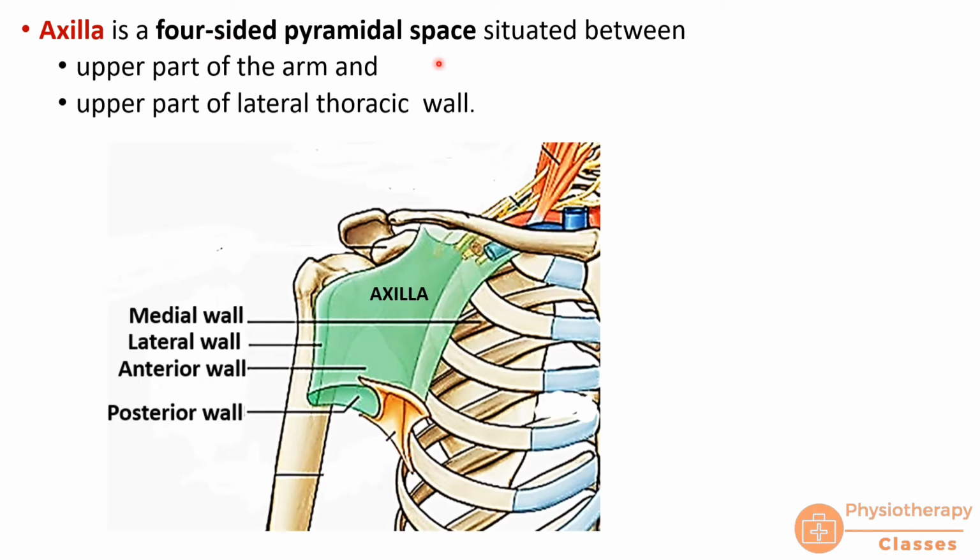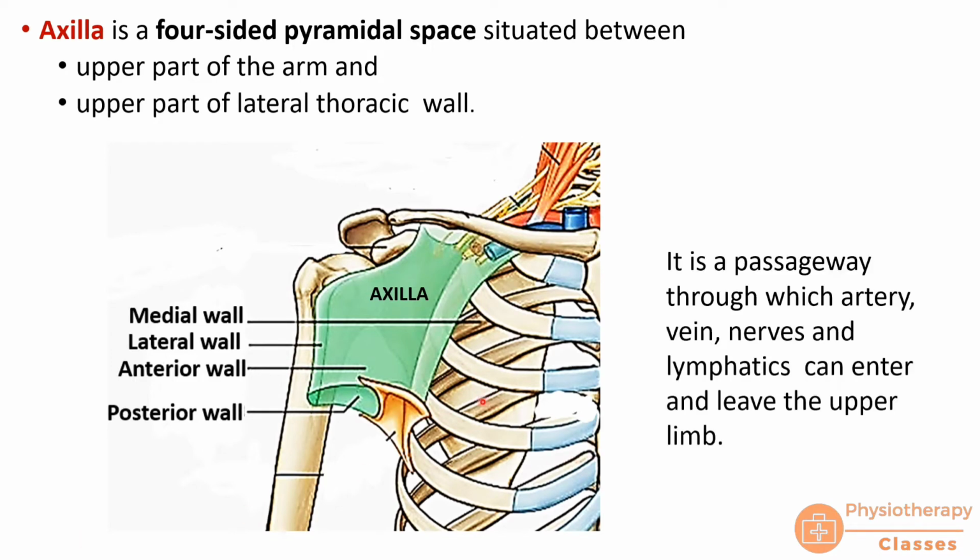Where exactly is it located? It is located between the upper part of the arm laterally and the upper part of the lateral thoracic wall medially. So this green part which you see here, this is the axilla. Now we'll look at the four walls.